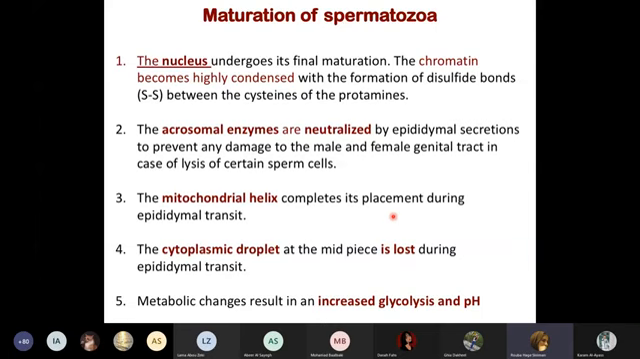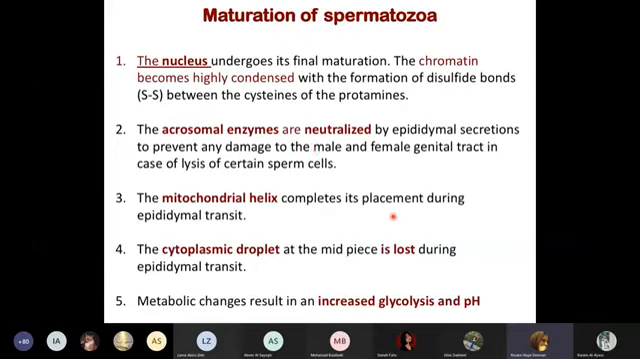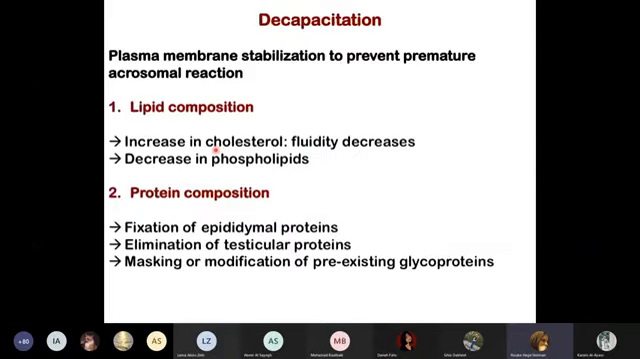We start with the first one, which is the decapacitation. Now, I mentioned that they will acquire proteins that will protect the enzymes from undergoing the lysis. This is called decapacitation. Now, the plasma membrane of the sperm cell will have proteins that will be fixed on it, and these proteins come from the epididymis. So they are epididymal proteins.